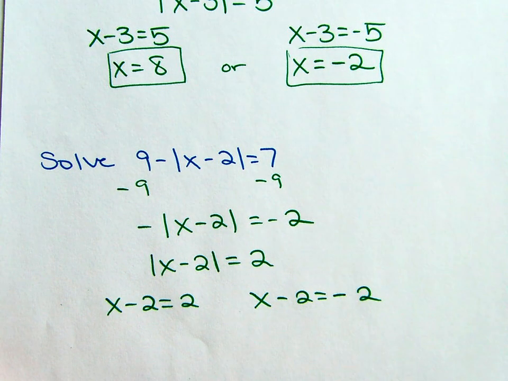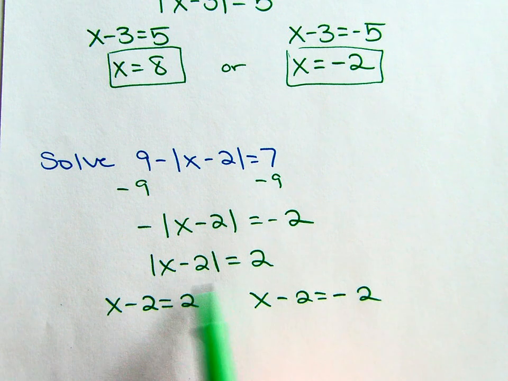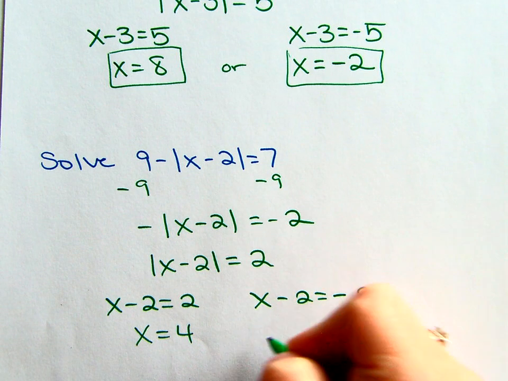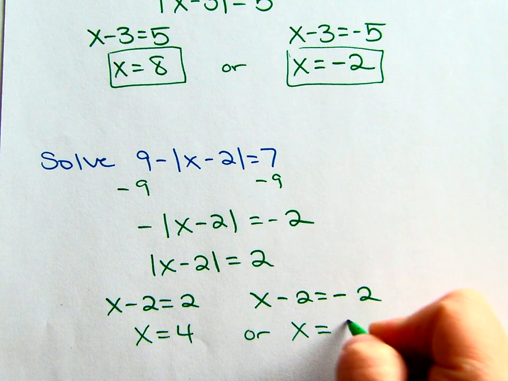Could you also just move the absolute value? Yeah, you could move the absolute value like from that first step and then subtract the 7 over. That's totally fine, too. Just make sure you get the absolute value by itself and any constants or other terms over to the other side. So add 2, and we get x equals 4, or add 2, we get x equals 0.